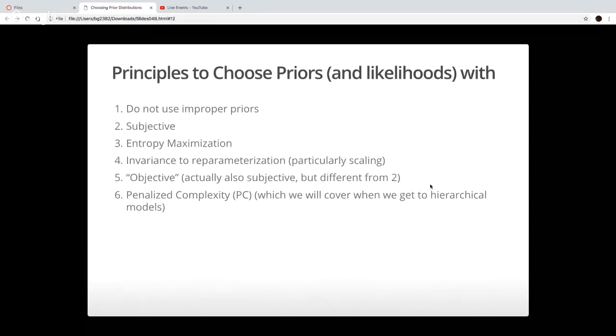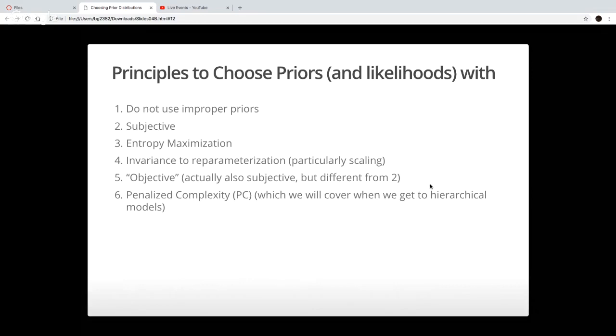So for the last 12 minutes, I want to talk about principles by which you can choose prior distributions, which is an important aspect of Bayesian inference. But these principles can also be used to choose what likelihood distributions to use. And I would say the principles are as follows, and we'll go into each of these briefly. Don't use improper priors. They're not real priors. You could just simply use subjective priors that are designed to reflect what you believe or whatever your audience believes, and then you get the posterior distribution updated.